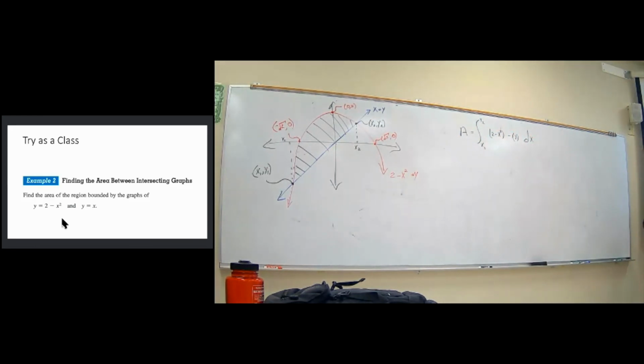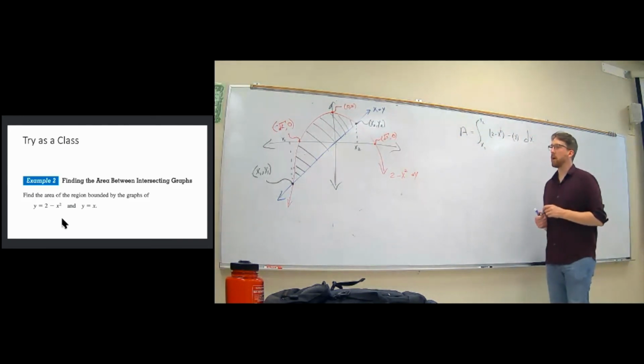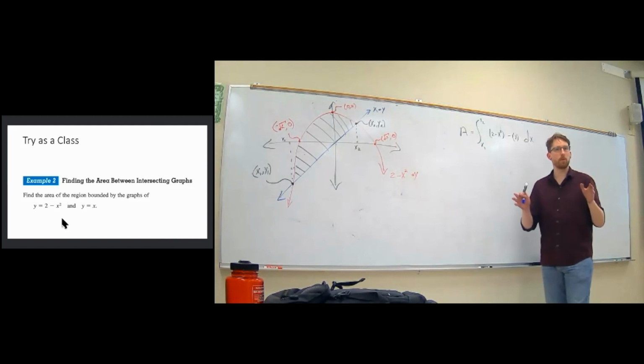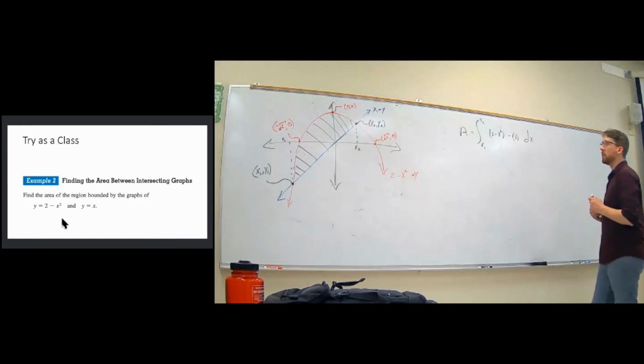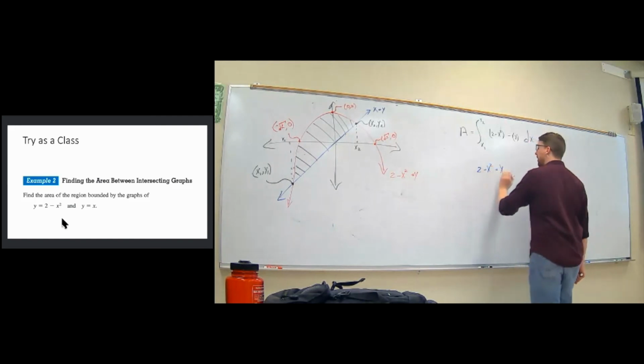Okay. What are x1 and x2? Let's stop and think about what those 2 points represent. At x1, our 2 functions are equal, right? And at x2, our 2 functions are equal. Those are the only 2 points where those 2 functions are equal, right? So we can find them by solving 2 minus x squared is equal to x. Agreed?